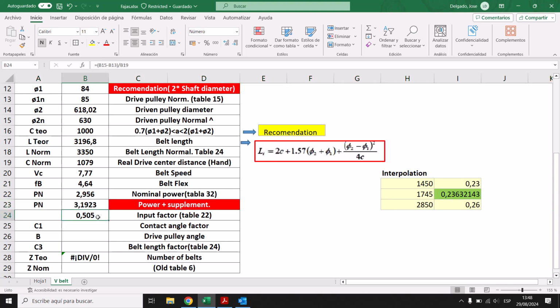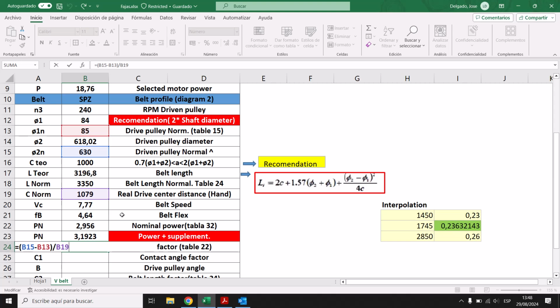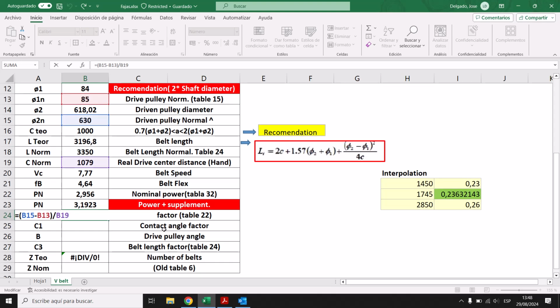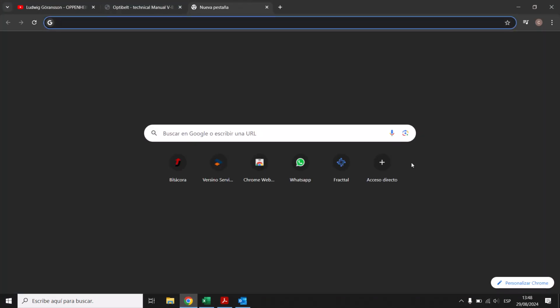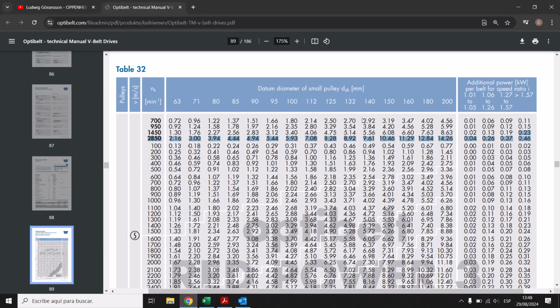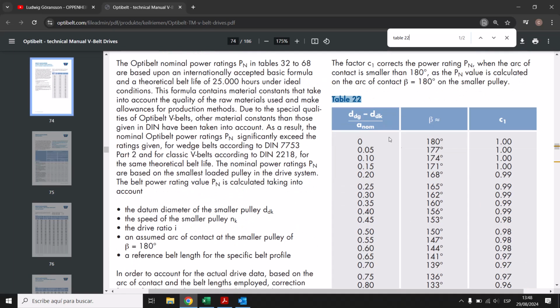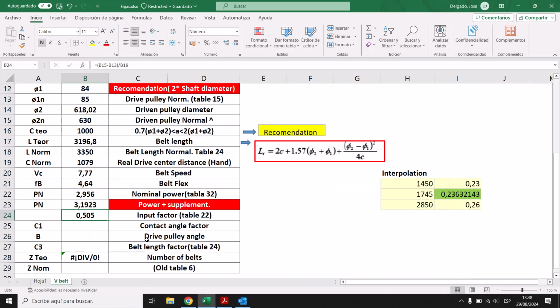This service factor, it's a calculation. I don't have a number, but I put this input factor because it's the information that you know to select the next part. As you can see, the information is in table 22, and you're gonna see this equation here. You know, this is the equation. So same with our values.